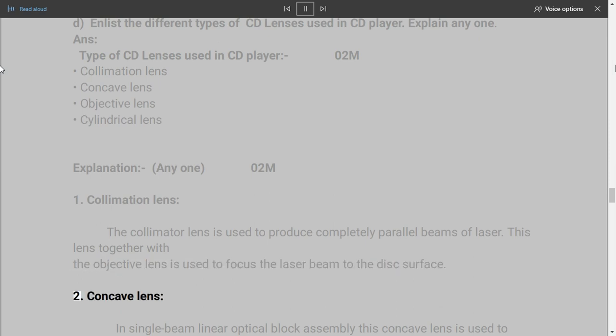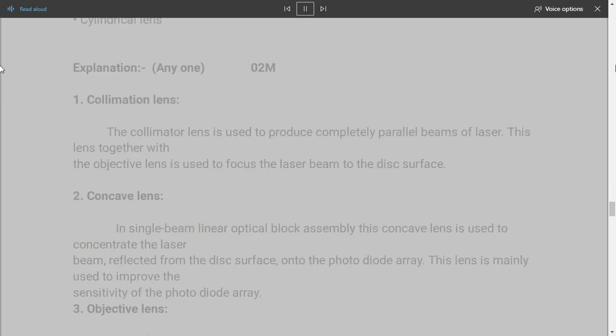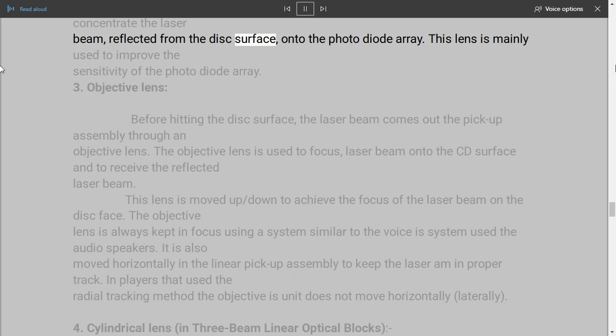2. Concave lens. In a single-beam linear optical block assembly, this concave lens is used to concentrate the laser beam, reflected from the disc surface, onto the photodiode array. This lens is mainly used to improve the sensitivity of the photodiode array. 3. Objective lens.